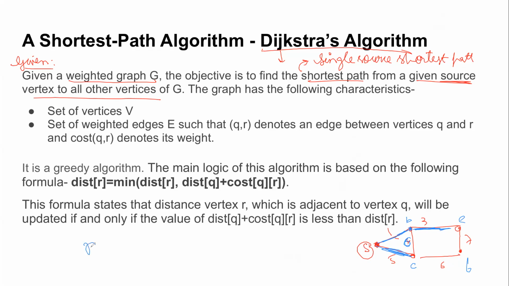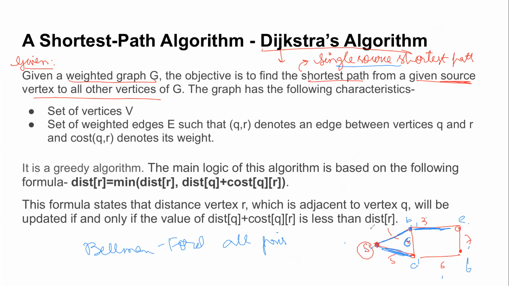But there are other algorithms like the Bellman-Ford algorithm, which will give you all pair shortest paths. That means the shortest paths between all possible pairs, like S to B, S to C, B to E, and so on. What we are going to study is only single source shortest path. That means given a source vertex, the shortest path from this source to every other vertex. Is this clear, the difference between all pair and single source shortest path?